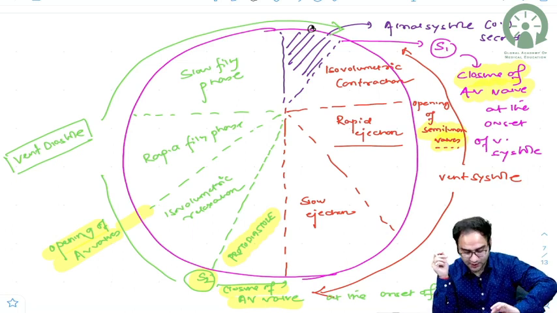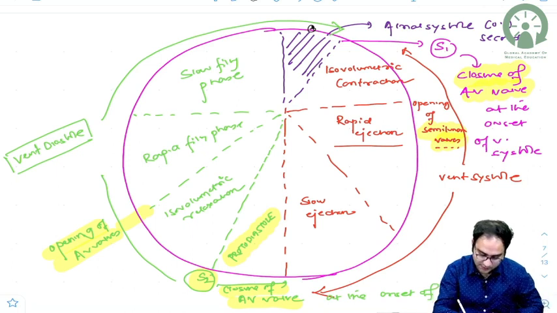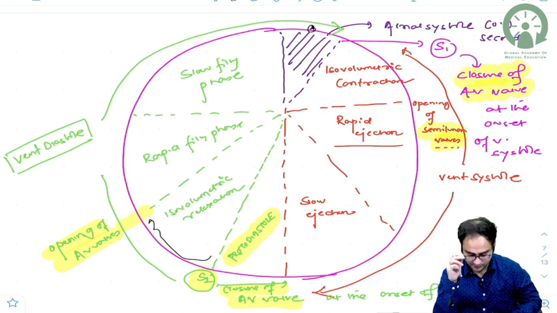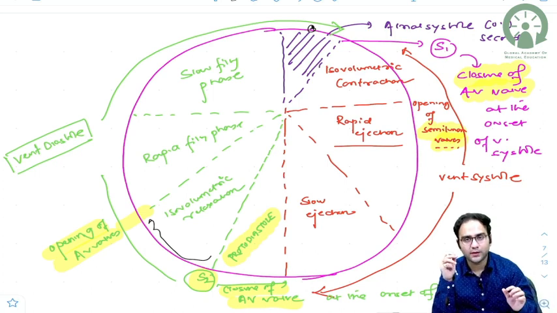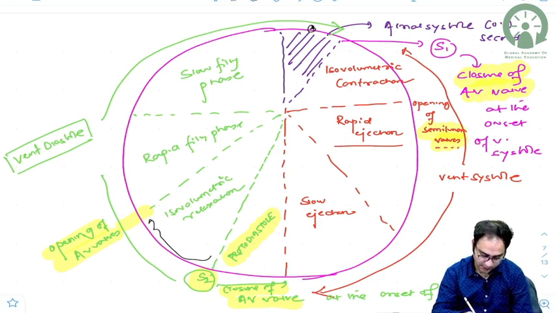And since it starts after some point of time following S2, this is the time taken by the AV valve, the mitral valve, to open. So that's why you get what is known as a mid-diastolic murmur. We will come to the murmur part, but I'm explaining the physiology. So the murmur will start from here and it will go up to here.